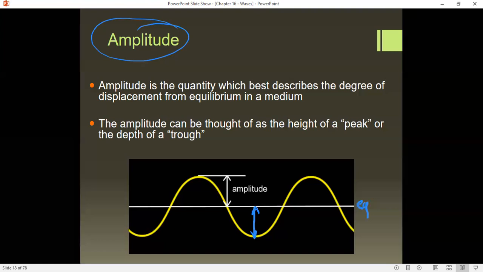If it's an electromagnetic wave, where we have an electric field and a magnetic field, then my amplitude would be the maximum electric field or the maximum magnetic field. If it's a sound wave, we could use pressure, the maximum pressure or the minimum pressure, or the maximum density or the minimum density of a sound wave. But again, the amplitude can be visualized as the height of a peak or the depth of a trough. How far from equilibrium do we go?